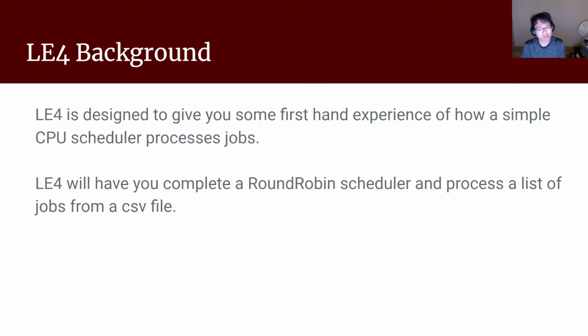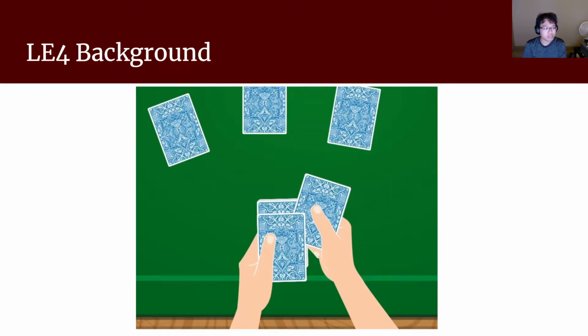So what is a round-robin scheduler? Well, you can think about it as how you deal cards, right? You usually go through in a circle. You don't just give all the cards to the first person and then all the cards to the second person and so on. You go one at a time. So 1, 2, 3, 1, 2, 3, 1, 2, 3, and so on like that.